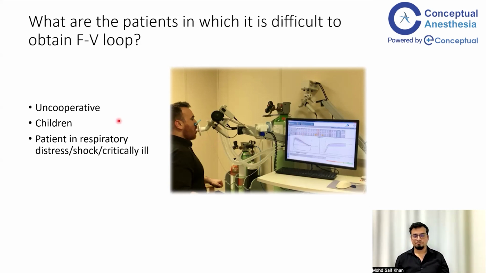So this loop is difficult to obtain in patients who are uncooperative, who are demented, elderly, delirious, and psychotic patients, the patients who have some mental issues. In children we cannot obtain it, and in patients who have respiratory distress or patients who are critically ill, obviously in such patients we cannot perform this kind of test.